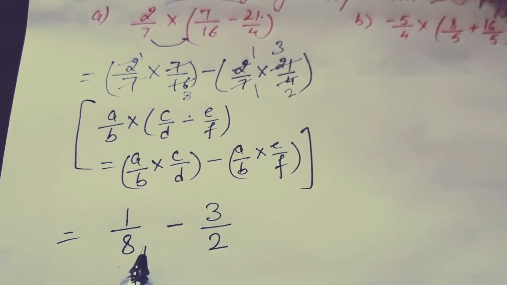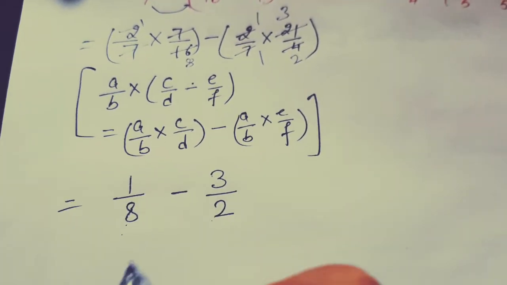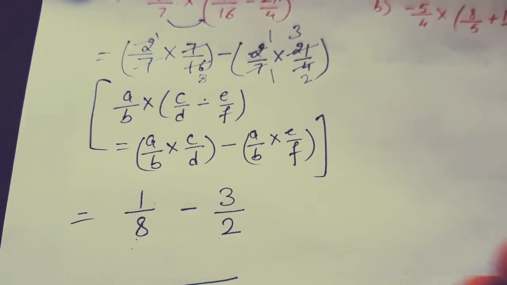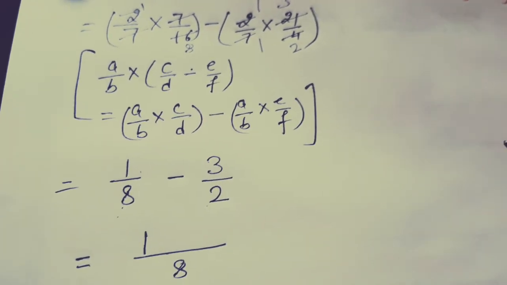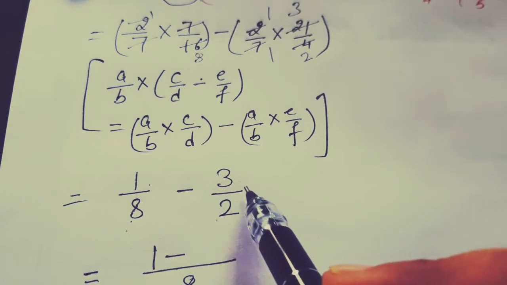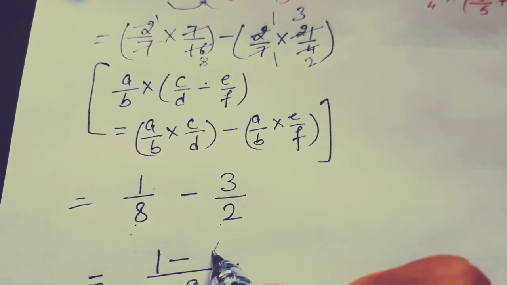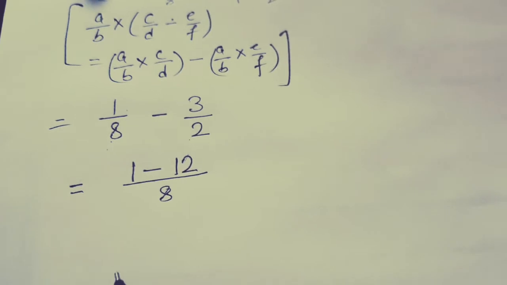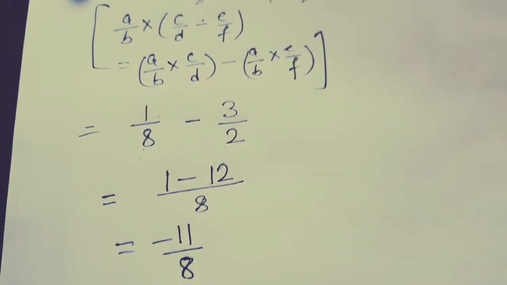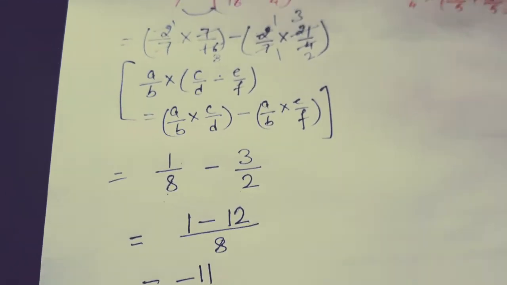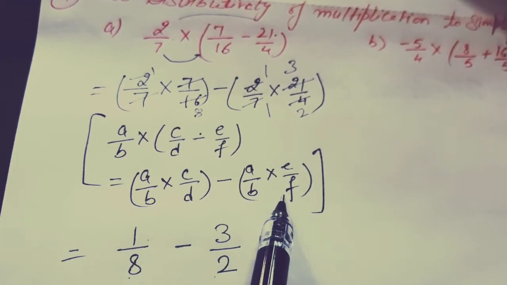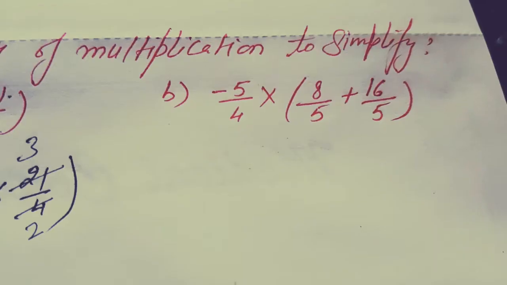Now we will take the LCM of 2 and 8. We know the LCM of 2 and 8 will come out to be 8 only. Now we will make both the denominators the same. So it is already 8, so 1 will be as it is, minus here 2 4s are 8, so we will multiply the numerator with 4 also. 4 3s are 12. So it will become 1 minus 12 by 8, that will be minus 11 by 8, which will be our answer. So this way we can use the law of distributivity to solve the question.